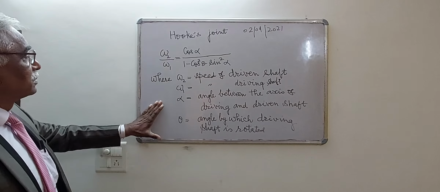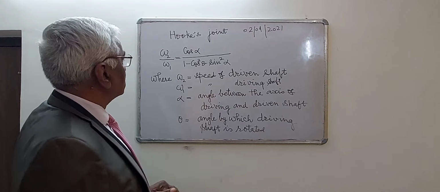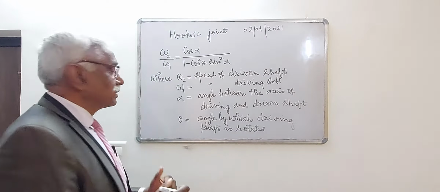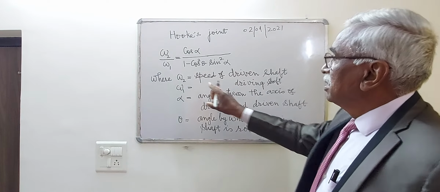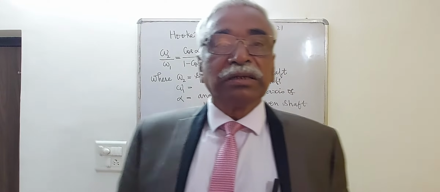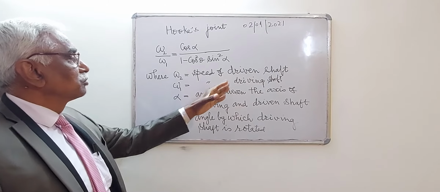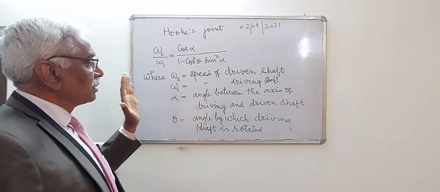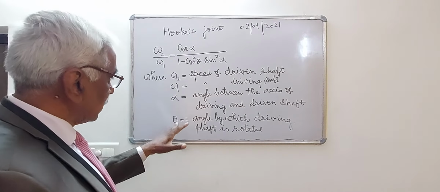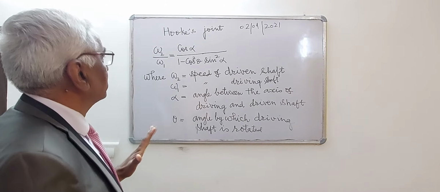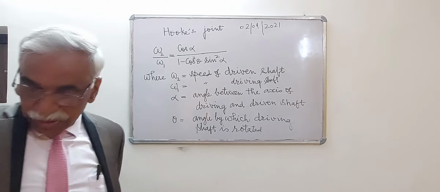Omega 2 by omega 1 in case of universal or Hooke's joint is given by this: omega 2 by omega 1 is equal to cos alpha divided by 1 minus cos square theta into sin square alpha, where omega 2 is the speed of the driven shaft, omega 1 is the speed of the driving shaft, alpha is the angle between the axis of the driving and driven shafts, and theta is the angle by which the driving shaft is rotated. So, this is the important relation in case of Hooke's joint.